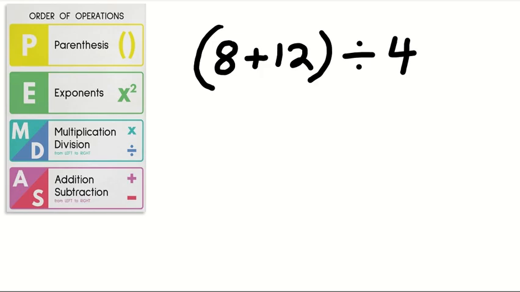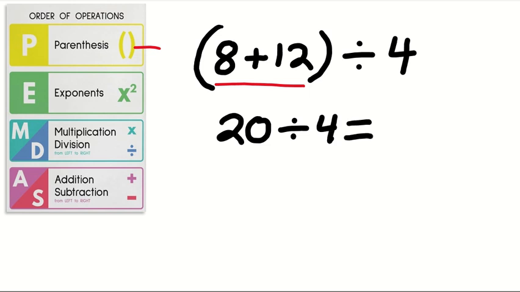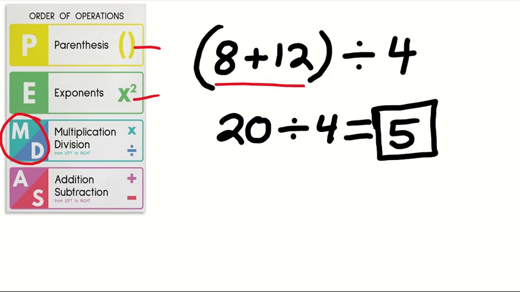Well, let's try it. First, we know we got to go parentheses. Because there are parentheses, we'll do what's inside the parentheses first. Well, what is 8 plus 12? I know 8 plus 12 is 20. Because I've evaluated everything in the parentheses, they disappear, leaving 20 divided by 4. And once again, let's keep things tidy. Are there any exponents? No. Is there any multiplication and division? Well, there's some division right there. 20 divided by 4, and 20 divided by 4, we know, is 5. So the answer to this one is also 5. Boom.